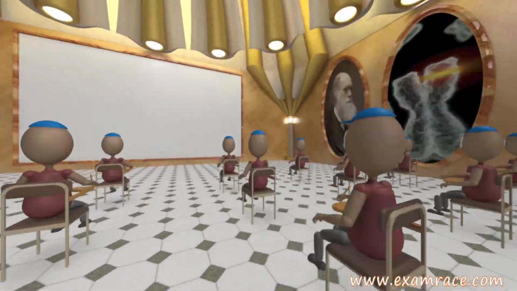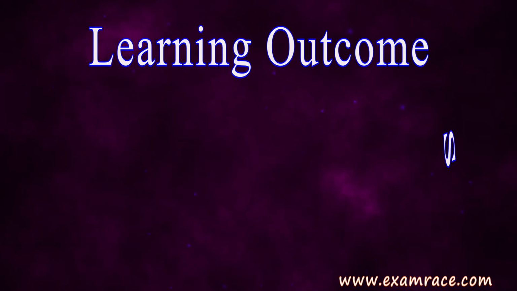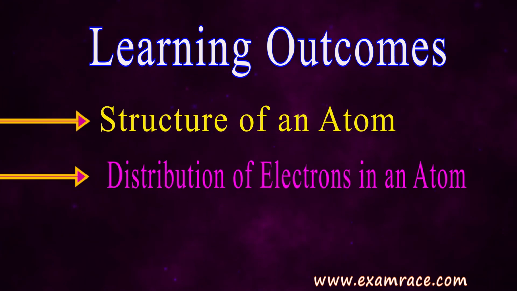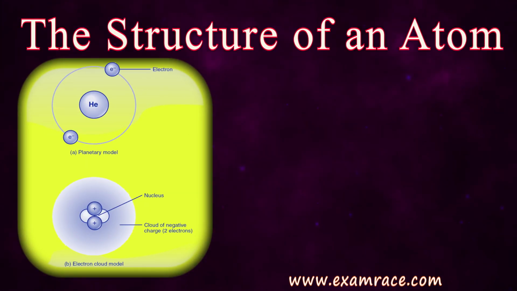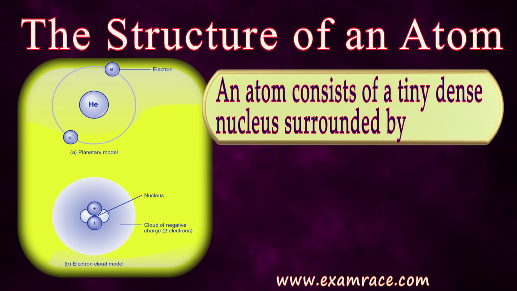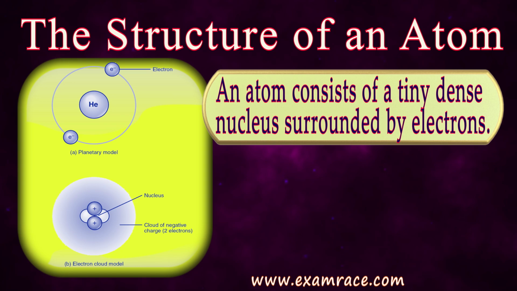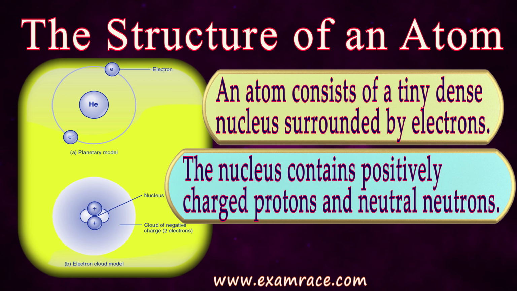Topic: Electronic structure. These are the learning outcomes. First topic is the structure of an atom. So, an atom is a particle which contains many subparticles. It contains a tiny nucleus which is surrounded by electrons. This nucleus is made up of protons and neutrons.